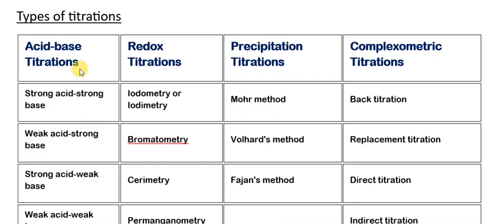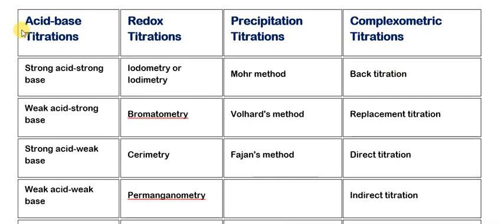Number one is acid-base titration, second is redox titration, third is precipitation titration, and fourth is complexometric titration. They are further classified into subtypes. For example, acid-base titration has four types: strong acid strong base titration, weak acid strong base, strong acid weak base, and weak acid weak base titration.